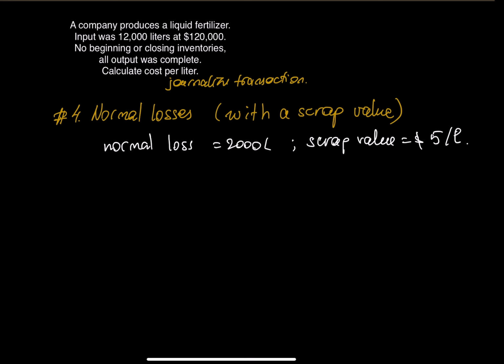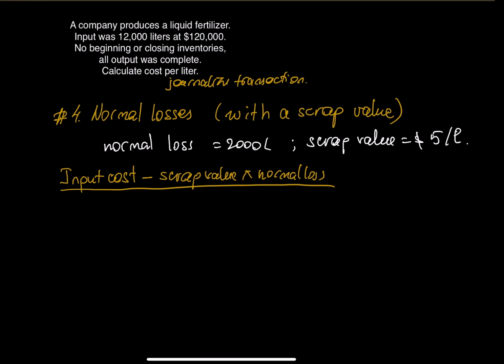And so we're going to consider that one. To calculate the cost per liter, we're going to use the input cost. First, let me write the formula. So input cost minus scrap value multiplied by the normal loss and divided by the expected output. So this is a simple formula.